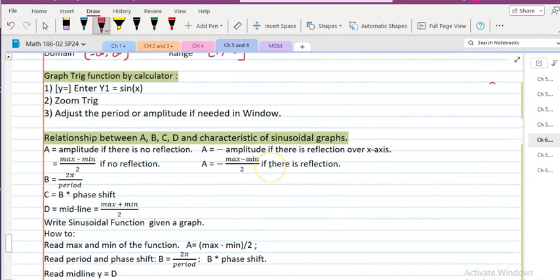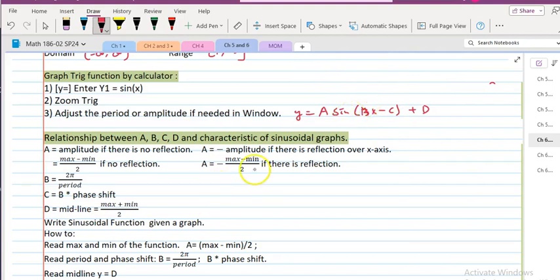In general, a general sine function would look like this: y equals A sine(Bx minus C) plus D, where we know A controls the amplitude, D controls the midline, and 2 pi over B is the period, and C over B is the phase shift, right? So this is what we know in general.